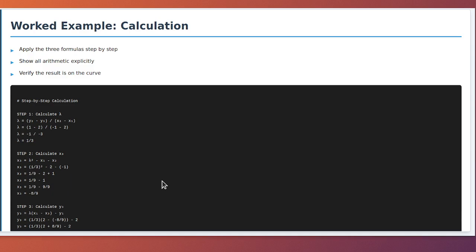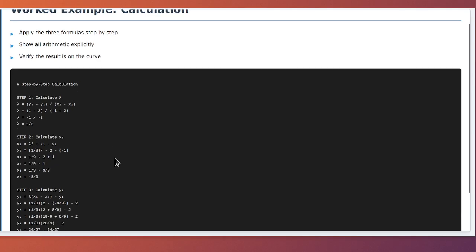Step 1. Calculate lambda. Lambda equals (y2 minus y1) divided by (x2 minus x1). Our points are P equals (2, 2) and Q equals (-1, 1), so x1 equals 2, y1 equals 2, x2 equals -1, y2 equals 1. Therefore, lambda equals (1 minus 2) divided by (-1 minus 2) equals -1 divided by -3, which equals 1/3. The slope of the line through P and Q is 1/3, a gentle upward slope.